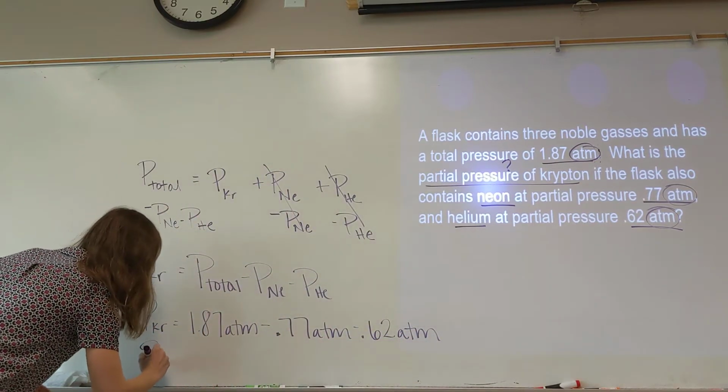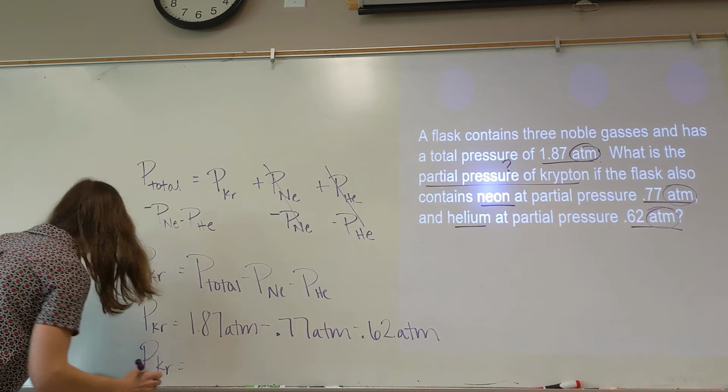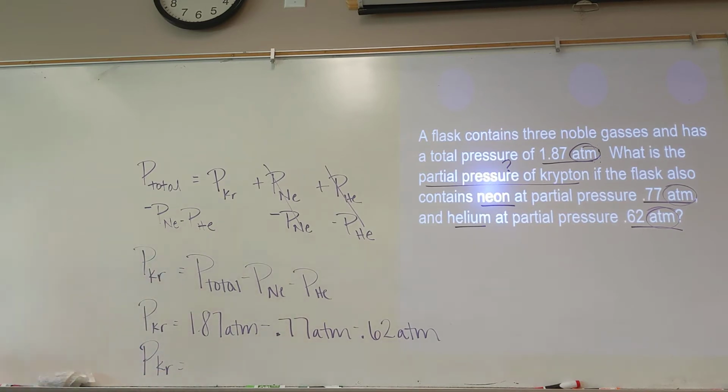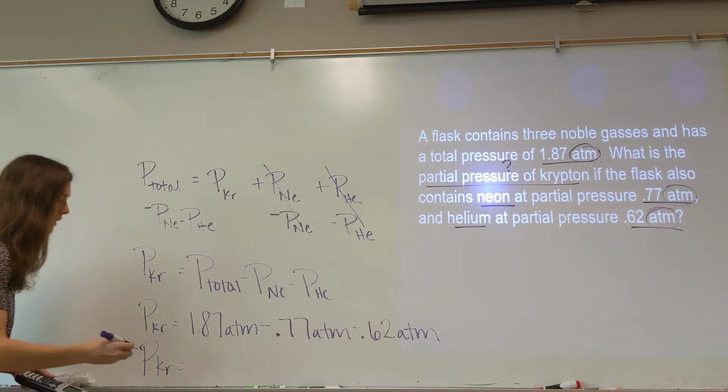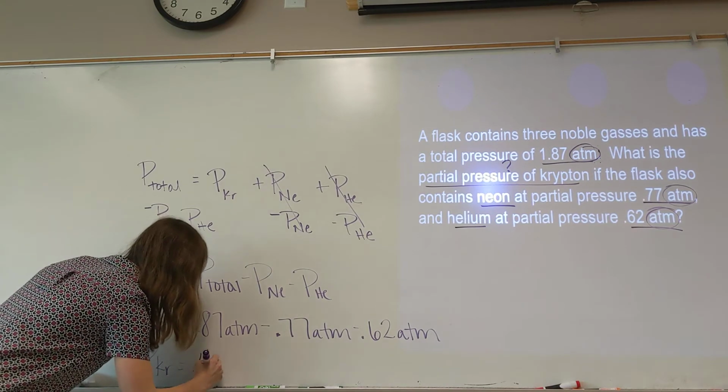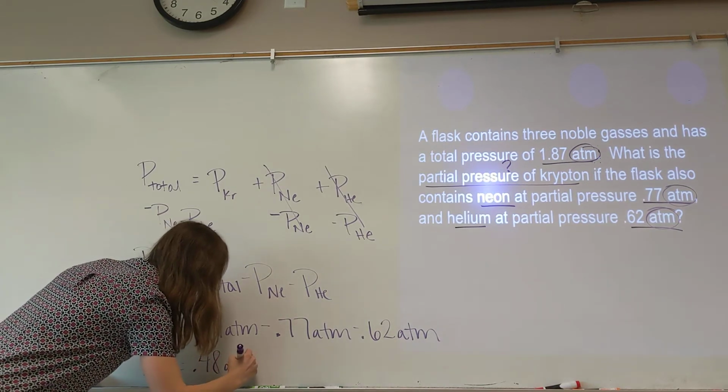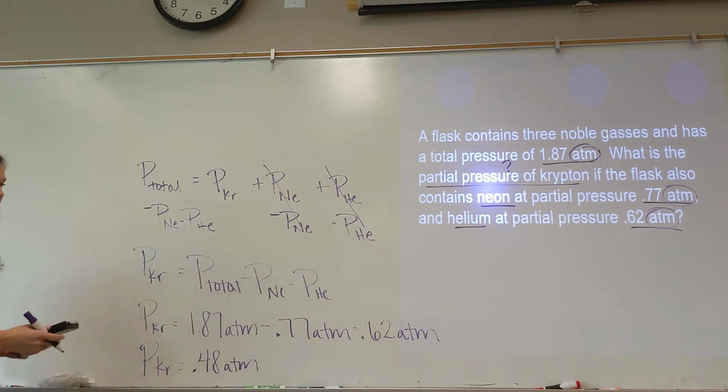So the partial pressure of krypton will be 0.48 atmospheres. We've got one problem left to do. This problem will get a little bit more difficult.